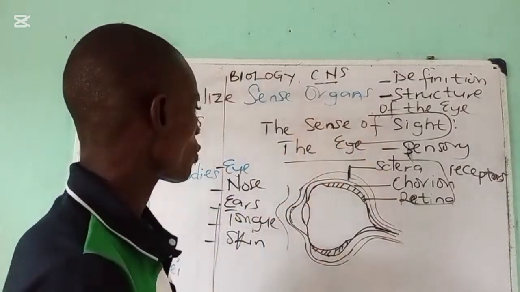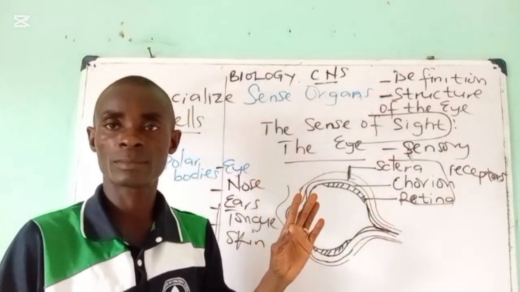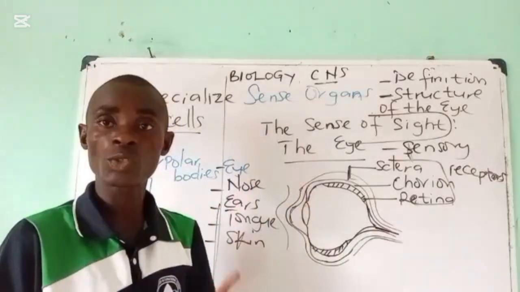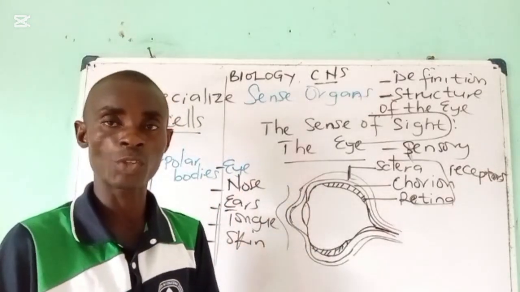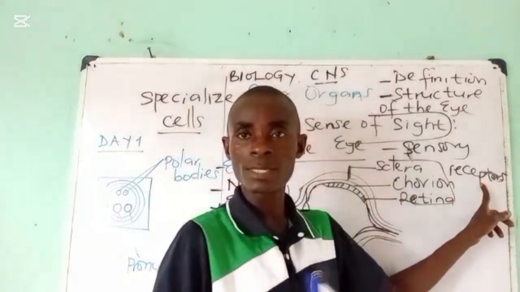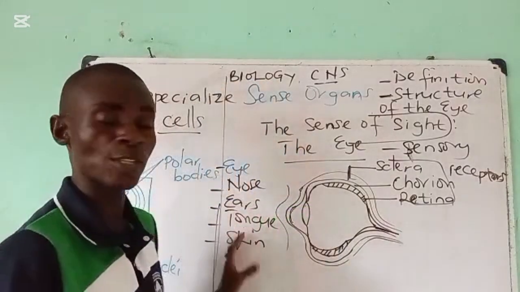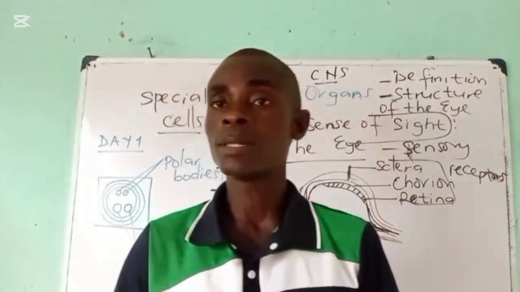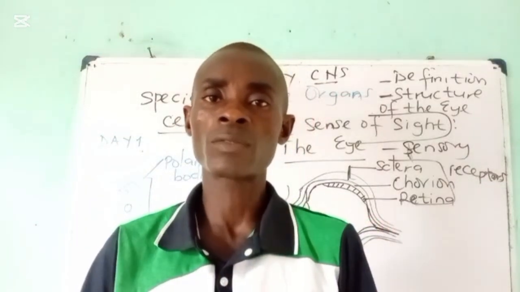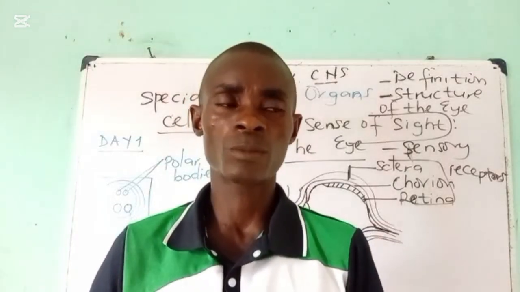Now, like I said, we have 5 sense organs in the human body. We have the eye, the nose, ears, tongue, the skin. So these are examples of sense organs in the human body. Okay. Now, let's move on quickly to the sensory receptors. I said that there are 5 sense organs in the body, and these sense organs detect stimuli, which are temperature, cold, hot, and also chemical.